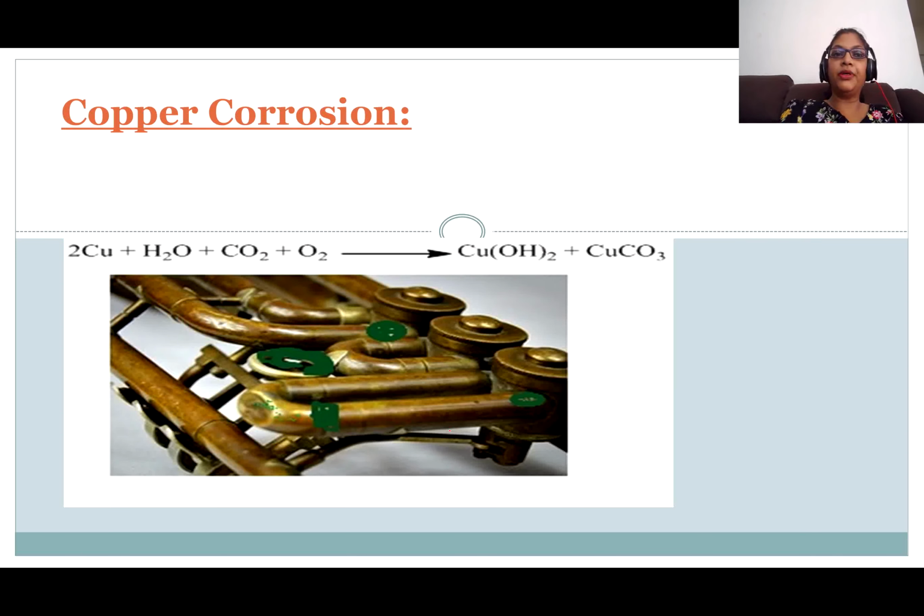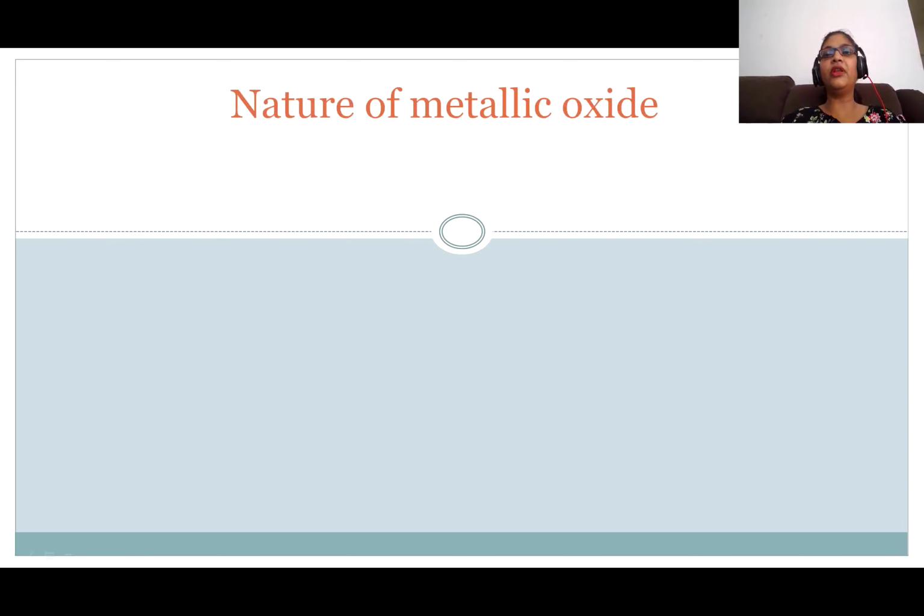Similarly, for copper, there is corrosion like rust if moisture is there. So copper metal reacts with water, carbon dioxide and oxygen, forming copper hydroxide and copper carbonate together. This copper hydroxide and carbonate forms a green colored coating, which we call copper corrosion or the rust of copper.